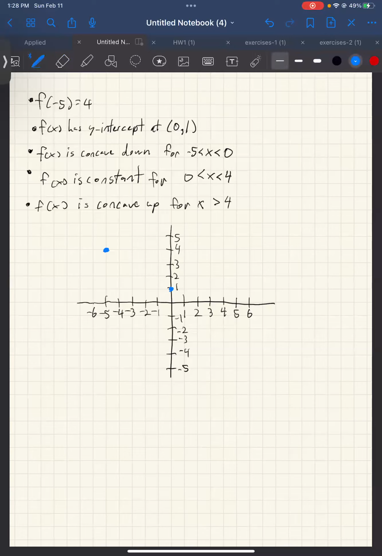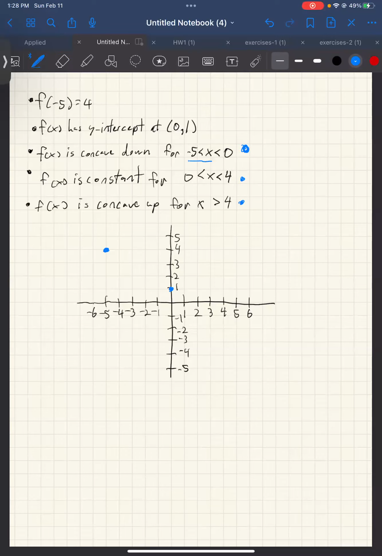So next, it says we have concave down on the interval from -5 to 0. And then we're constant from 0 to 4. And then we're concave up after 4. So one way to kind of think about this is to break this graph up across these different intervals that it's telling us to do the different things at.